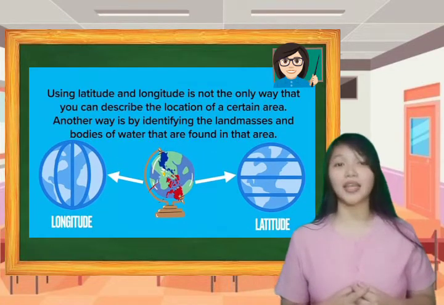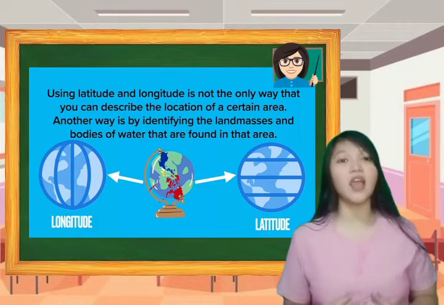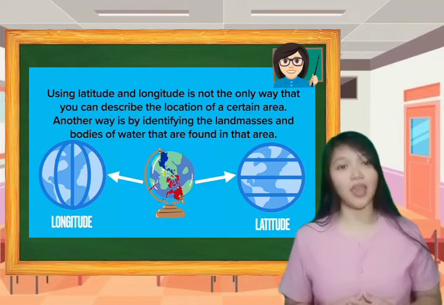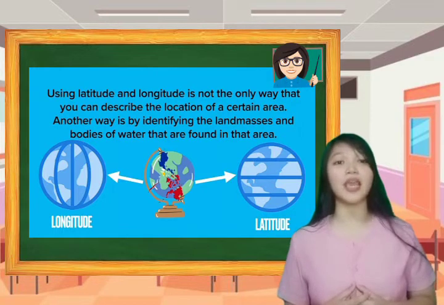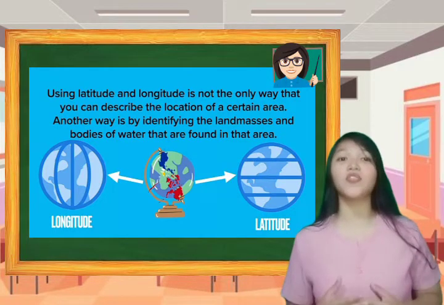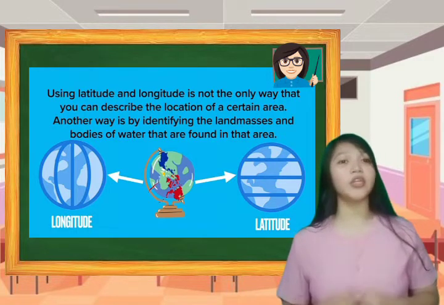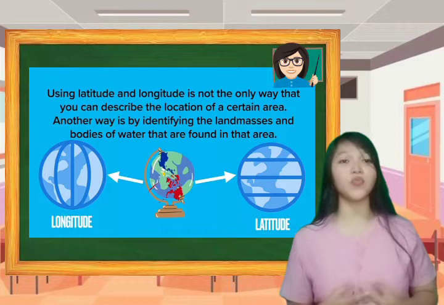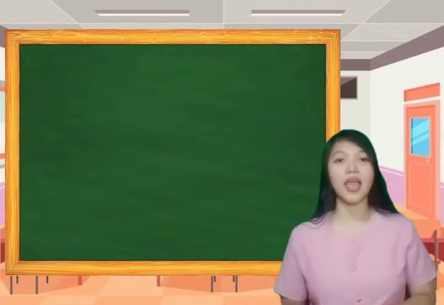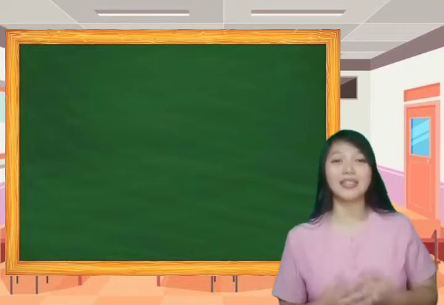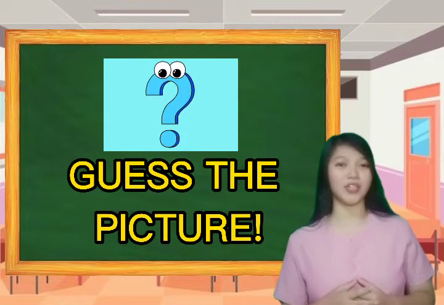But using latitude and longitude is not the only way you can describe the location of a certain area. Another way is by identifying the land masses and bodies of water that are found in that area. In this lesson, you will learn about the land masses and bodies of water that surround the Philippines. But before that, let's have a short activity, which is guess the picture.